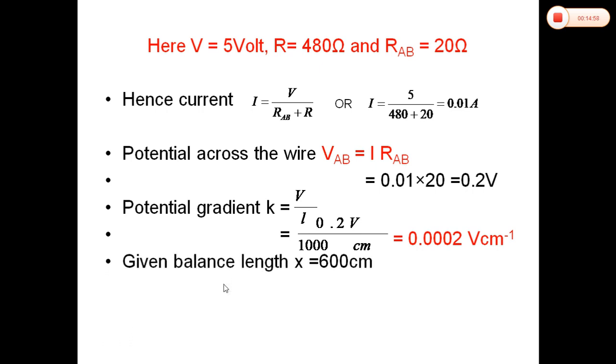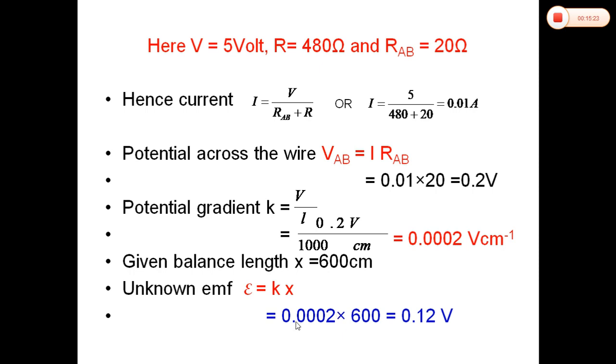Now the next part of the question. Here it is given that the balancing length x is equal to 600 centimeter. Therefore, the unknown EMF E will be equal to K, that is potential gradient means potential drop per unit length, multiplied by balance length. So here K we have calculated in the first part and value of x is given in the question. So E will be equal to 0.0002 multiplied by 600, that is 0.12 volt.